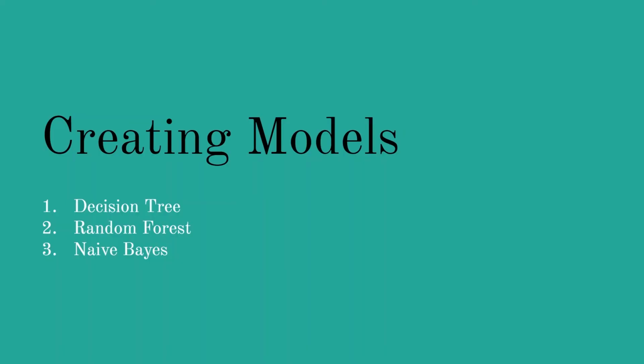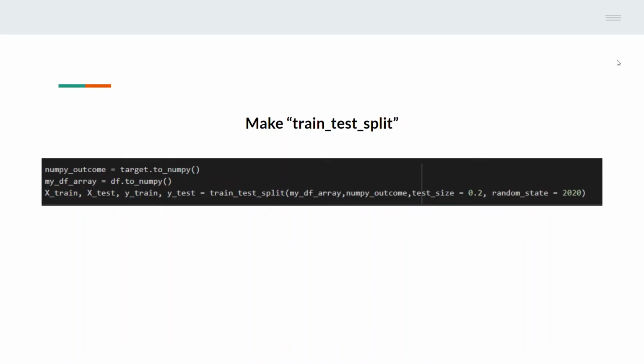Okay, so now I'm going to explain the models that we use to predict this chronic kidney disease dataset. We choose three models: decision tree, random forest, and naive Bayes. Before we jump into the models, we have to make the train test split first, because it is going to be used as the input to each model.